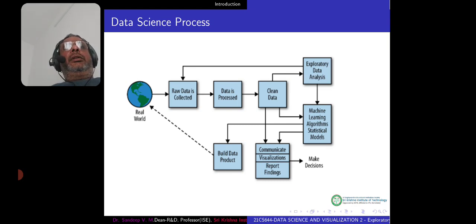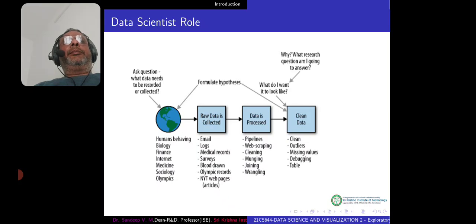Here the raw data is collected from the world, and that is processed, cleaned, and sent to the exploratory data analysis. This clean data along with the analyzed information is sent to the machine learning algorithm to create the statistical model. This statistical model is sent back to the real world for further predictions. And this model along with the clean data is communicated to the stakeholders and used for visualizations and reports, and final decisions are sent back to the client.